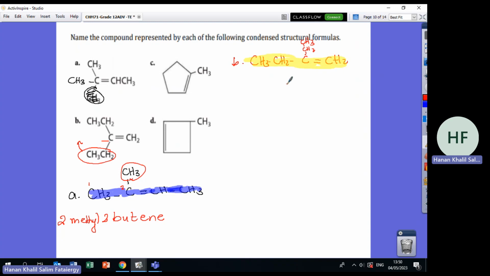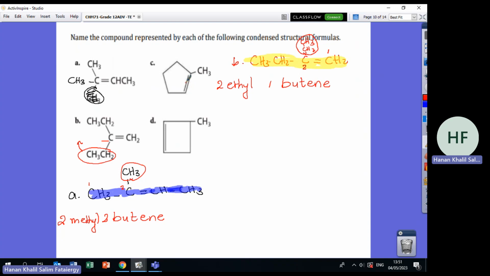Okay, how many carbons do I have? 1, 2, 3, 4. 4 means but-, and double bond means -ene. Where is my double bond? At carbon number 1. Nobody tell me 1, 2, 3, 4; we want to choose the lower number. At carbon number 1 I have the double bond. At carbon number 2, what is this? This is ethyl.